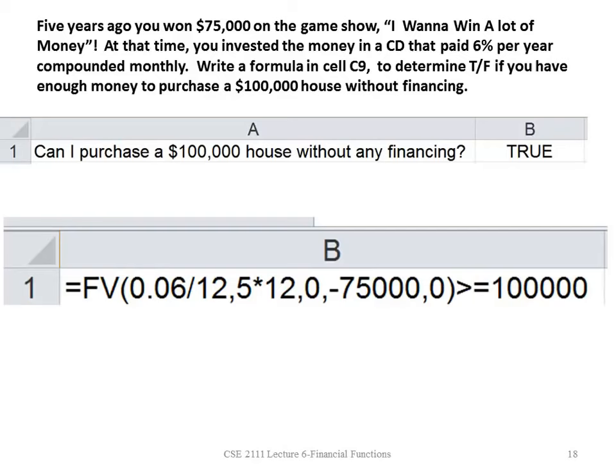Notice the future value function. After we get that value, then we're using a logical operator greater than or equal to 100,000. If the future value function returns a value greater than or equal to $100,000, it will display a true. Otherwise, it will display a false. So you can also incorporate other functions within these financial functions, which is true of any function that we do.